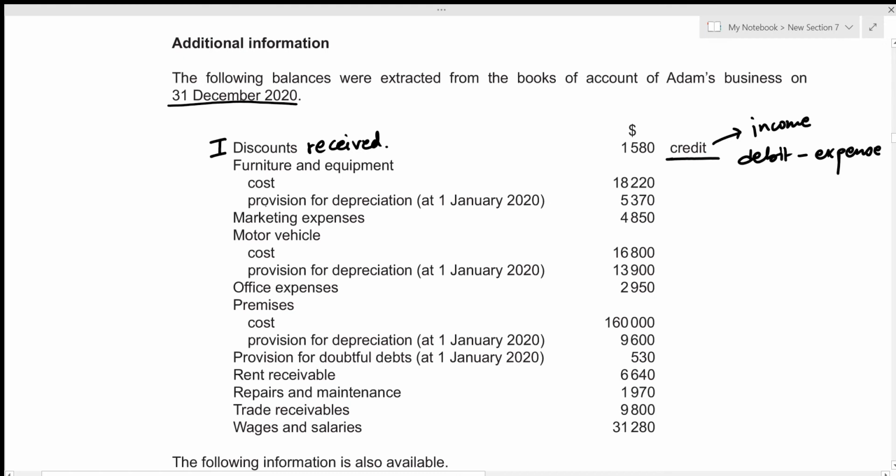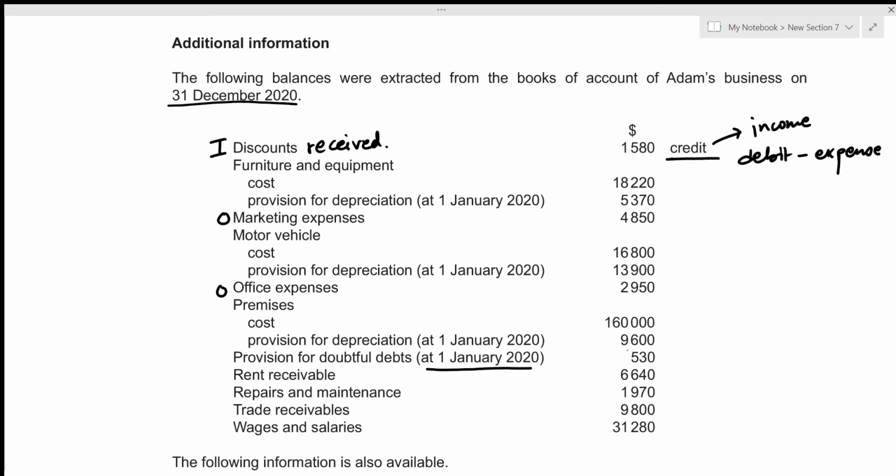Then for furniture and equipment, we just have to depreciate it. Then marketing expenses, obviously this is an overhead. Again, for motor vehicle, we need depreciation as well. Office expense is an overhead as well. Then we have premises. Again, there might be some sort of depreciation here. Now we have provision for doubtful debts at 1st January 2020. This is at opening date. So in case of provision for doubtful debts, we need to figure out the value at the closing date, which is 31st December 2020, and then compare it with the opening balance. If the closing balance is greater than the opening balance, then it will go towards the overhead section. But if the closing balance is less than the opening balance, then it will go towards the income section.